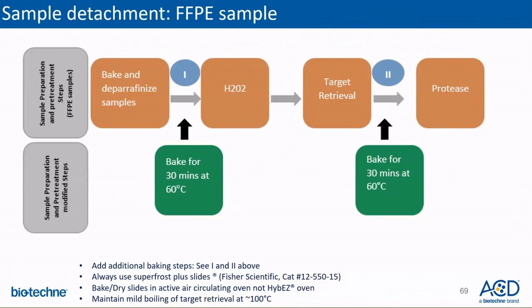If you're observing sample detachment after hydrogen peroxide or target retrieval treatment, then adding a baking step before H2O2 incubation can help. If you're observing tissue detachment after the protease treatment, then add an additional baking step after the target retrieval. Both baking steps are for 30 minutes at 60 degrees centigrade in a circulating oven.